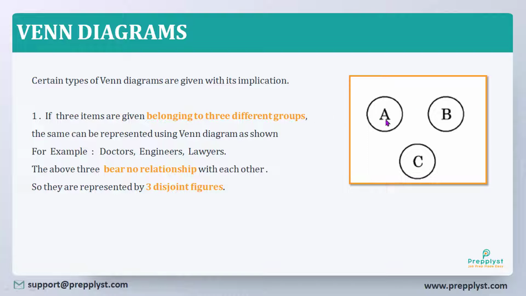So if you have three given items which belong to three different groups and they have nothing in common, like doctors, lawyers, and engineers, now they bear no relationship with each other, three disjoint figures. So that's how they're going to be represented. There is nothing common between doctors, engineers, and lawyers. So they're going to be represented as three disjoint figures.